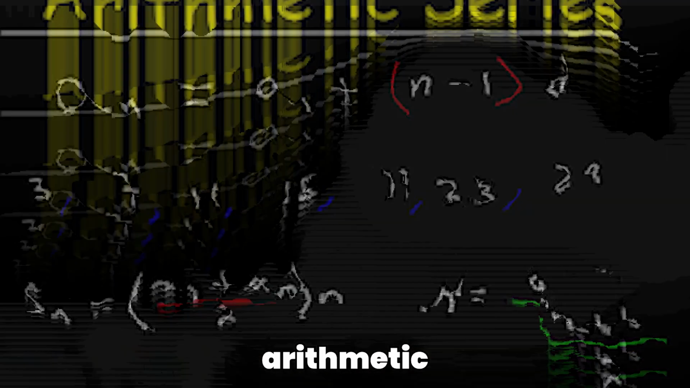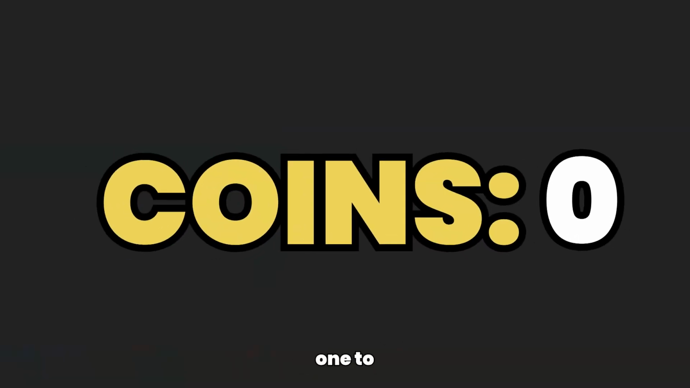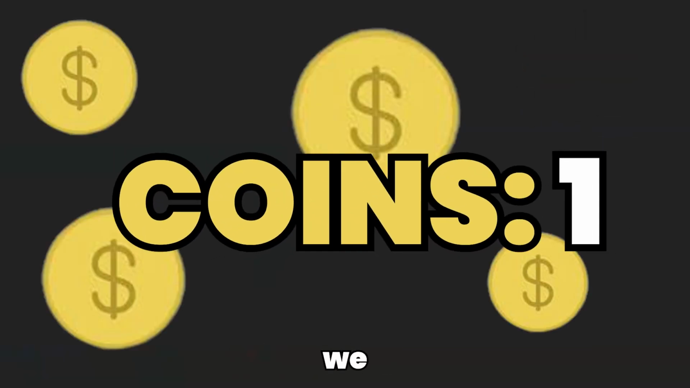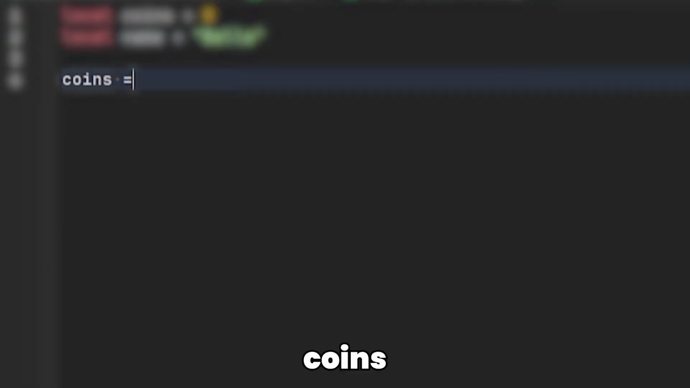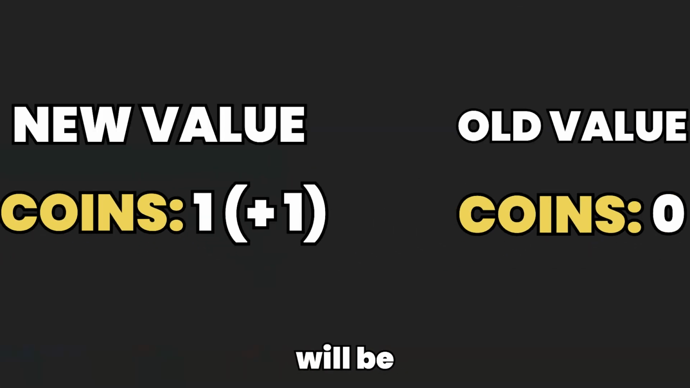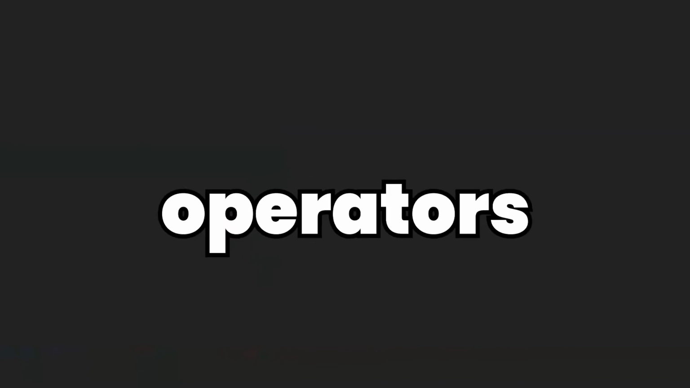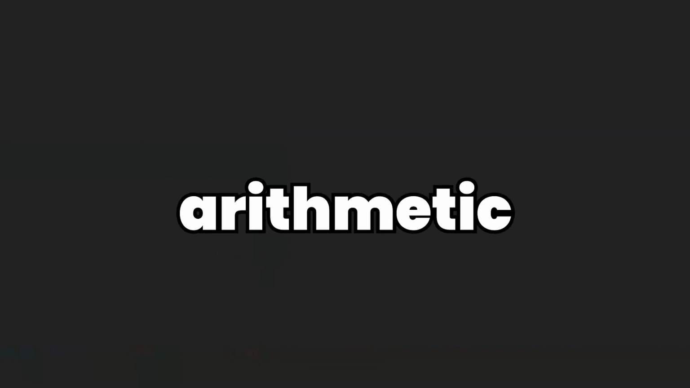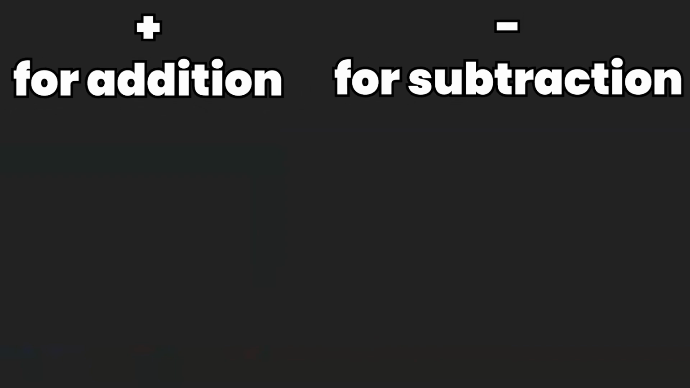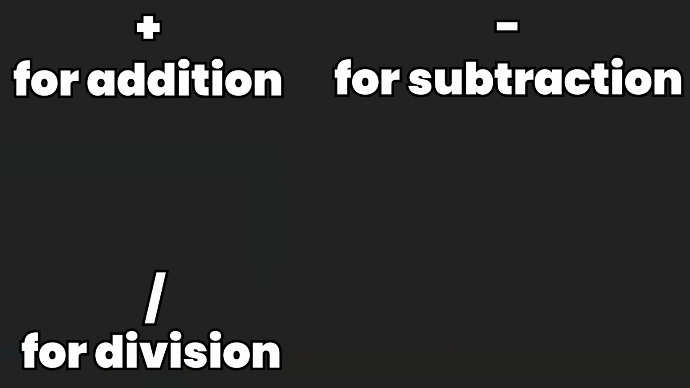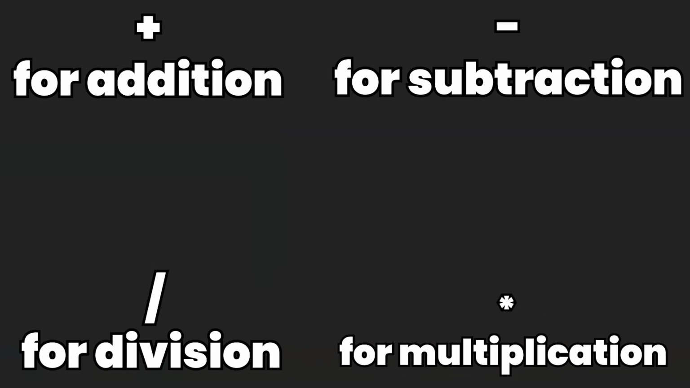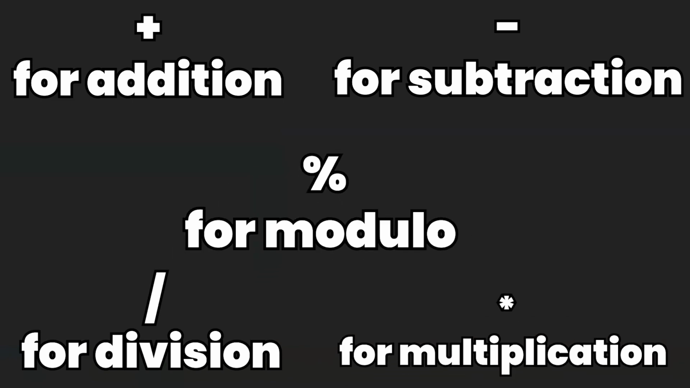Every time the player picks up a coin, we need to update the number of coins they have. This is where arithmetic comes in. To add 1 to the number of coins, we write coins is equal to coins plus 1. This means the new value of coins will be the old value of coins plus 1. There are different operators available for arithmetic, such as plus for addition, minus for subtraction, slash for division, asterisk for multiplication, and percent for modulo.